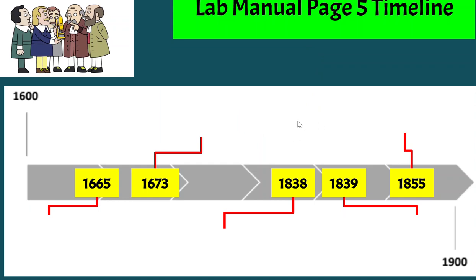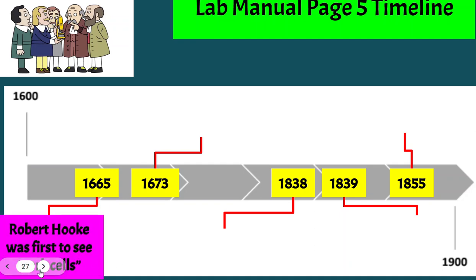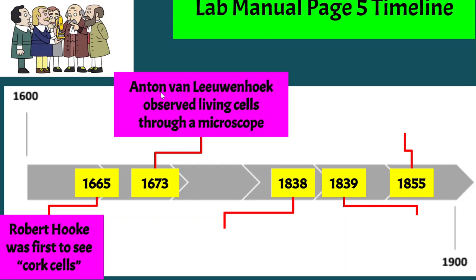So we have a timeline that we're going to look at, and we'll look at this also in day 3, so you might get a little bit of this twice. I'm going to ask you to use this timeline, even if the video had some things in a slightly different order. In 1665, we have Robert Hooke, who is the first to see cork cells. That says cork just underneath my number there. Then in 1673, Anton van Leeuwenhoek observed living cells through a microscope.